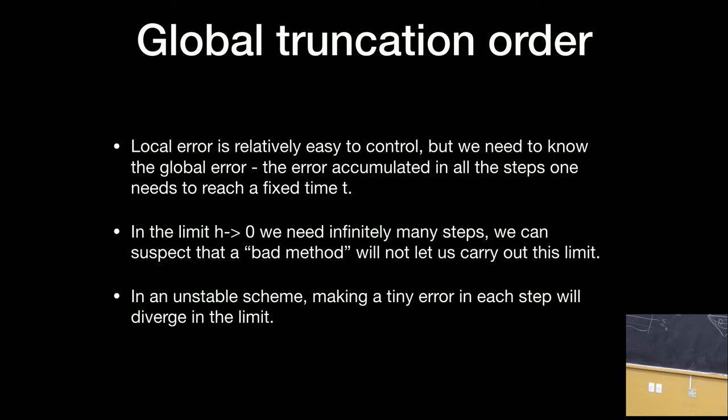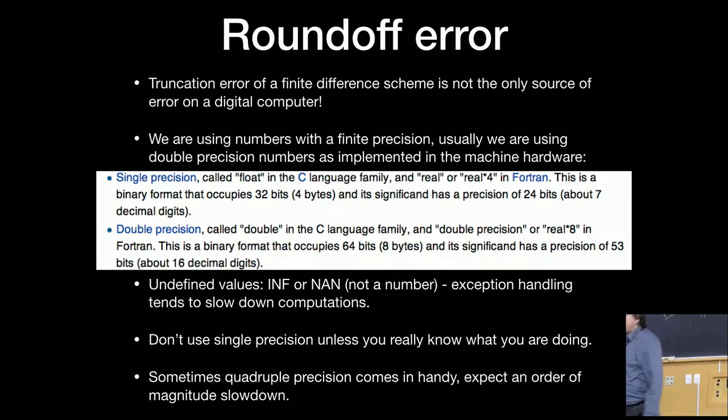And then, of course, the local error is not the same as the global error, so you also have to compute the global error. Let me just skip this. We talked about the truncation error, which comes from just taking a finite number of terms in the Taylor series. There's another type of error, which is the round-off error, which I'm sure you're also familiar with.